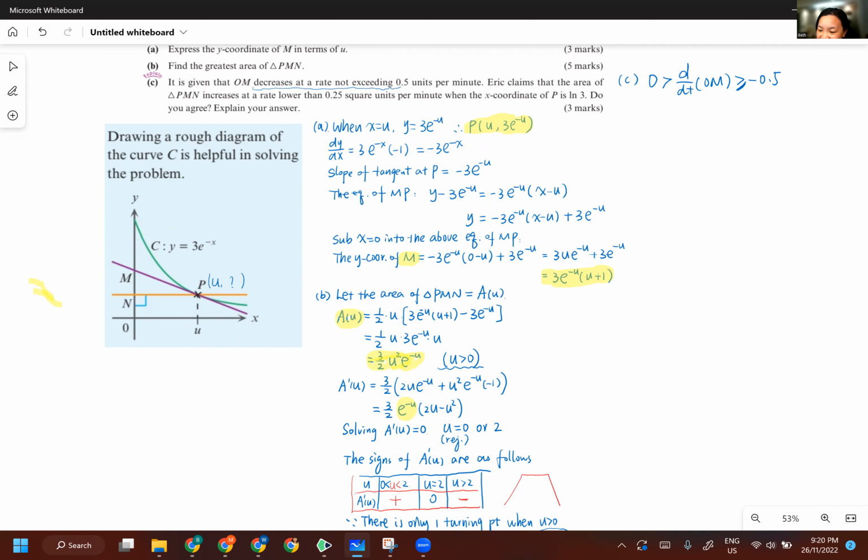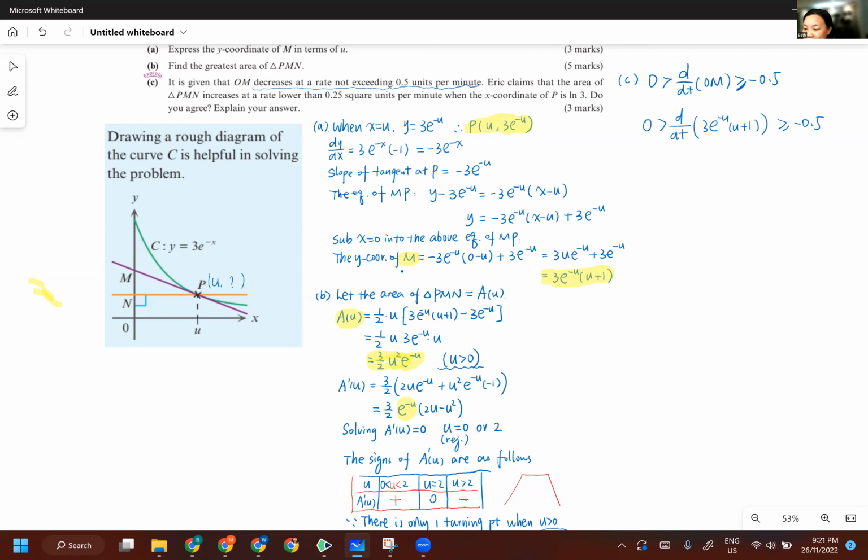Decreases at. Okay. Now here I can put OM inside, because OM is already found. OM is 3e^(-u) plus 1. That's OM. Now this obviously needs to be simplified. But right now, let's not deal with this one. Not for now.